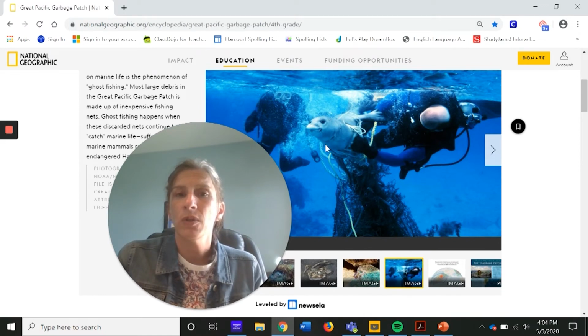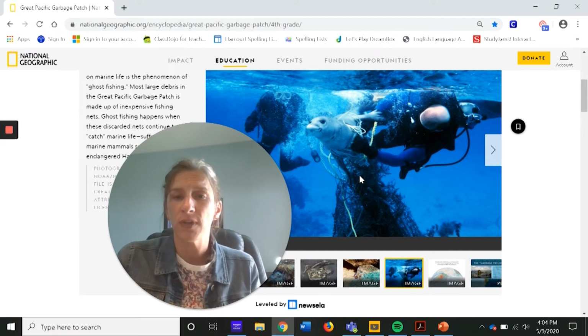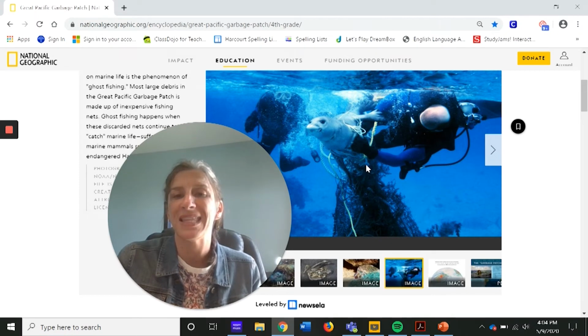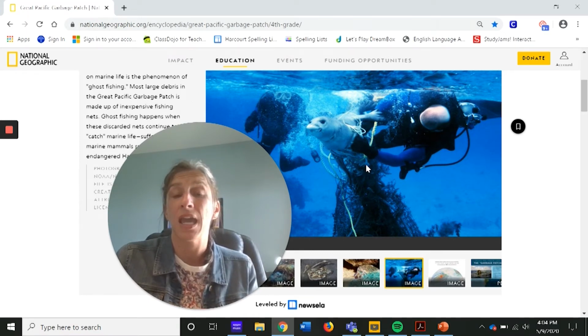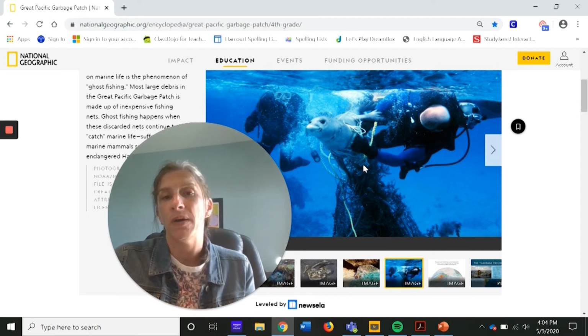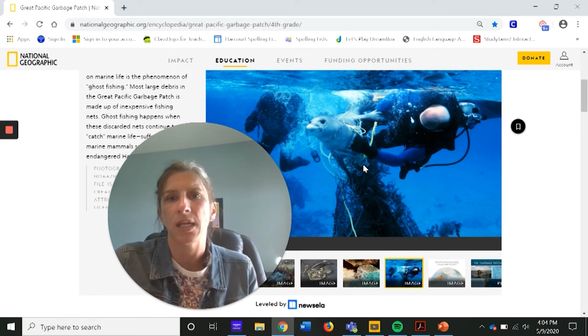We have a couple divers here that are trying to help the seal. So this is what they call ghost fishing. So the seal's just swimming along and he swims into this pile of garbage and he gets tangled in these nets. They call it ghost fishing because nobody is really fishing, but it ends up killing the animals inadvertently because, again, they can't get free. It weighs them down. They can't go up above the surface, and they certainly can't get food.